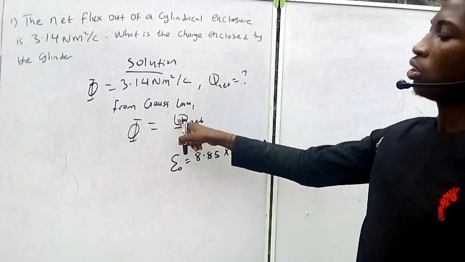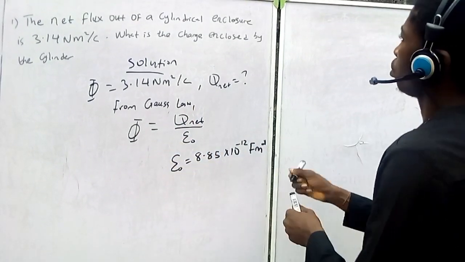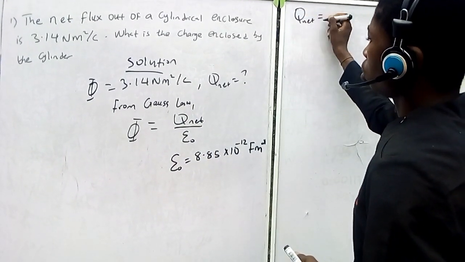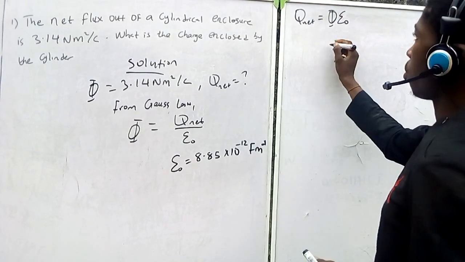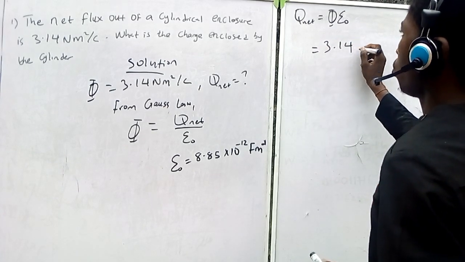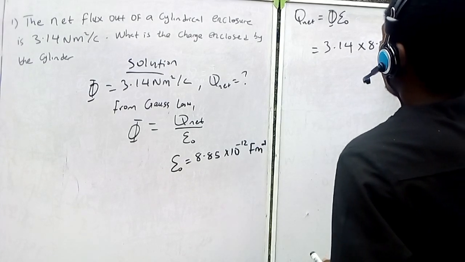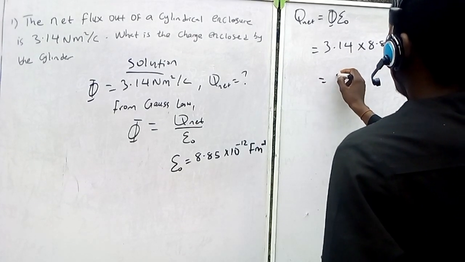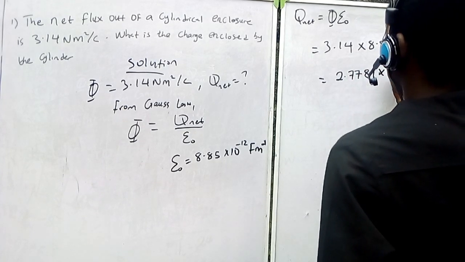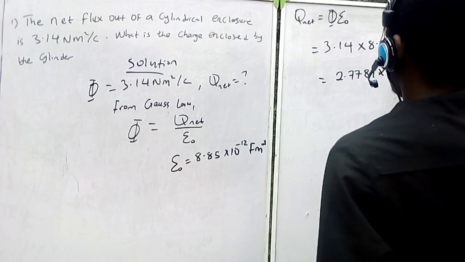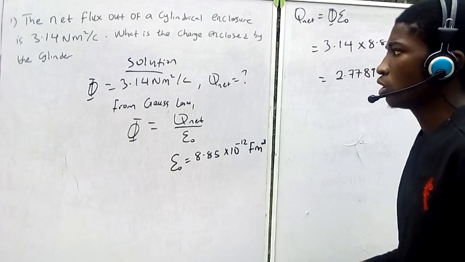I have to find the net charge, so you make the net charge the subject of the formula by cross multiplying. Therefore the net charge is equal to the flux multiplied by the permittivity of free space. The flux is 3.14, and the permittivity of free space is 8.85 times 10 to the power of negative 12. When you multiply that, you have 2.7789 times 10 to the power of negative 11 coulomb. Punch it into your calculator and confirm the answer. This is how to solve this kind of question.